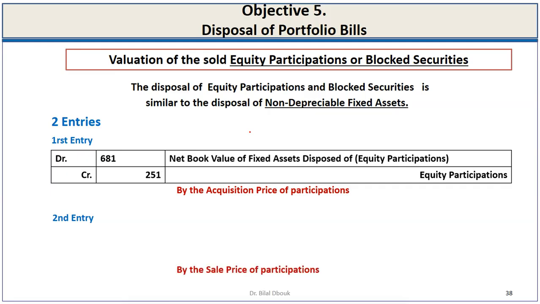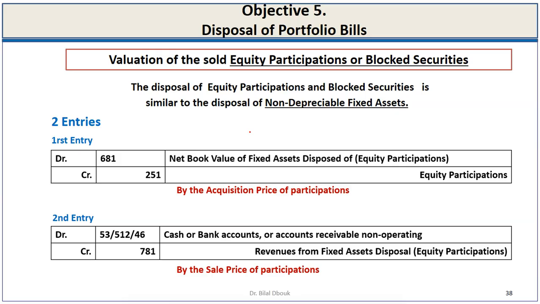The second entry is by the sale price of equity participations. So we have to debit account 53 or 512 or 46, which are related to cash or bank accounts or accounts receivables, and we credit 781, revenues from fixed assets disposal related to equity participations. So usually when we have a sale of equity or blocked securities, we record two entries as we have seen in these two journal entries.